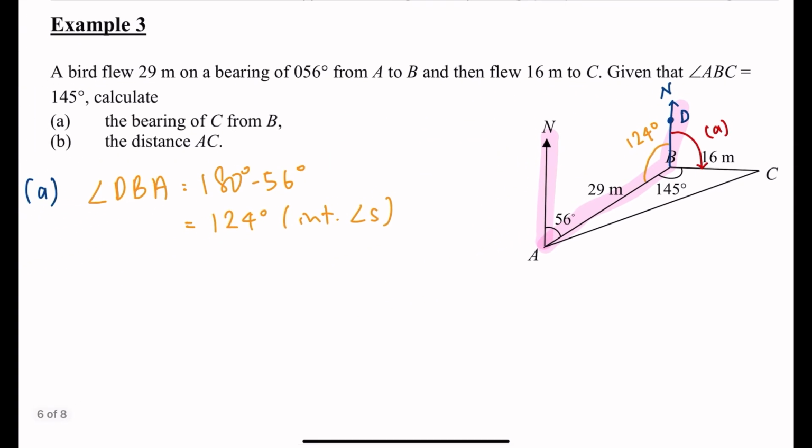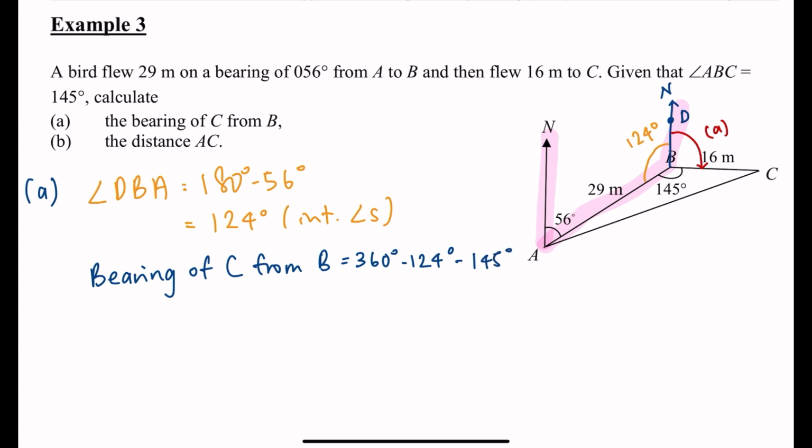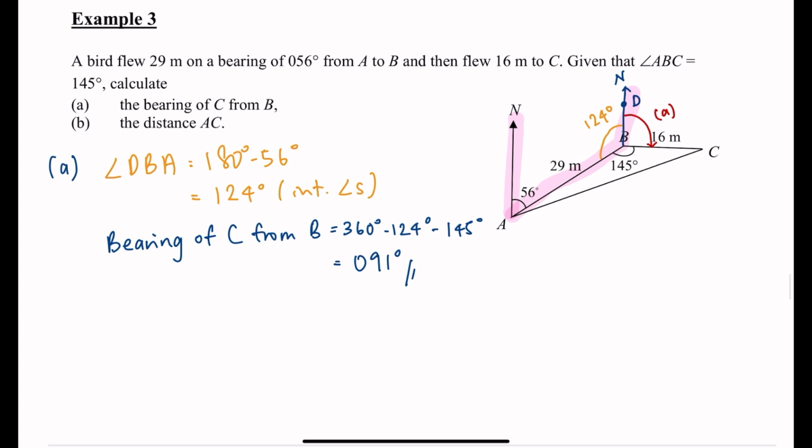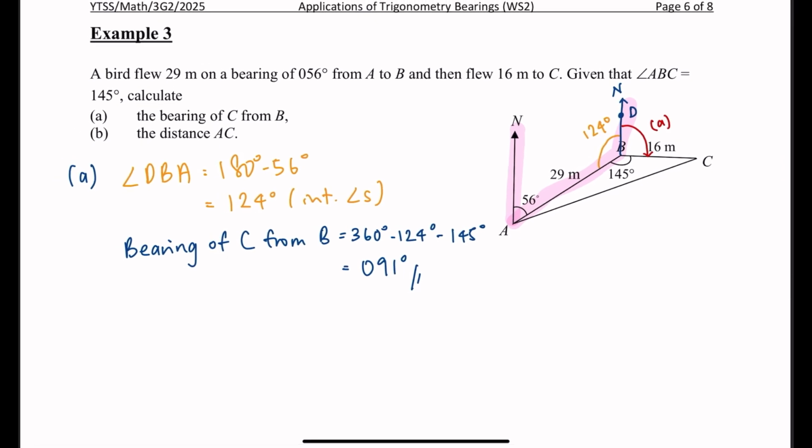I have 145 degrees. To find part A bearing, you just need to take 360 minus 124 minus 145. So let me just write here. Bearing of C from B equals to 360 minus 124 minus 145 degrees, and you will get 91. Take note, 091 degrees, because for bearing, you write it as a 3-digit. So bearing of C from B, 091 degrees.